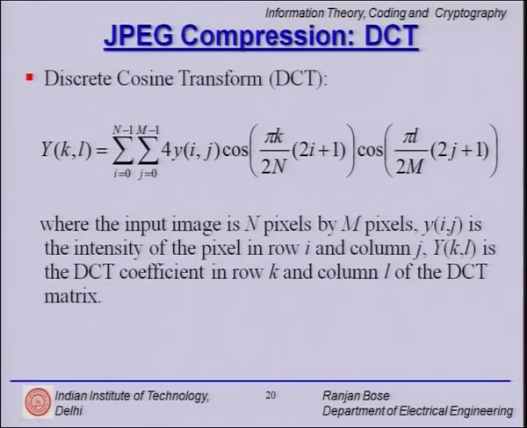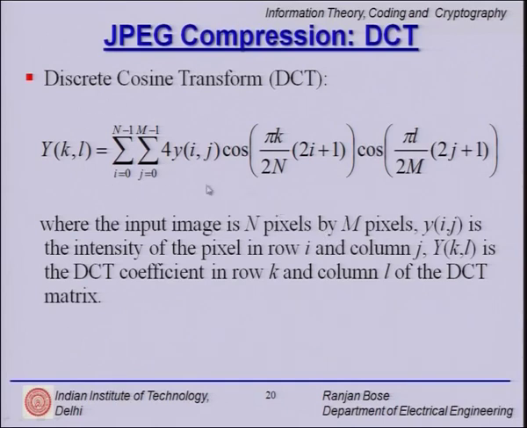So, let us look at the nuts and bolts, the basic building blocks. JPEG compression uses something called the discrete cosine transform. Just as the Fourier transform takes you from, say, time domain to frequency domain, similarly DCT takes you from the spatial domain to the spatial frequency domain. It is defined as follows. There is a double summation, where y(i,j) is in the spatial domain and capital Y(k,l) represents the spatial frequency domain.